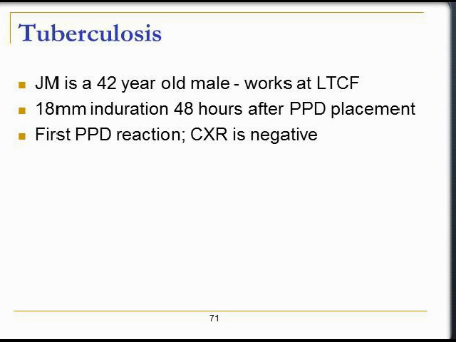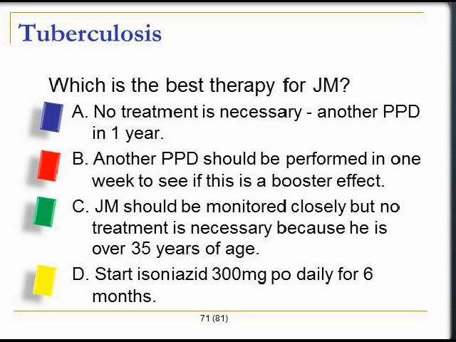So question 10, JM. JM is a 42-year-old male. He works at a long-term care facility, so he needs to be tested. He is tested, and he has an 18 millimeter in duration. So no other risk factors, but it's 18 millimeters. And it's his first PPD reaction. His chest x-ray is negative. What do you do? A, no treatment is necessary, another PPD in a year. B, another PPD should be performed in 1 week to see if this is a booster effect. C, JM should be monitored closely, but no treatment is necessary because he's over the age of 35. Or D, start INH and treat him for 6 months.